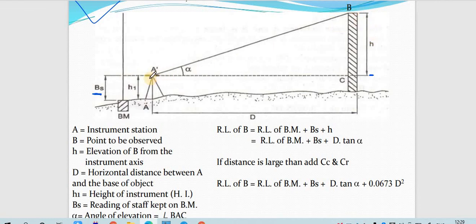So what we have to do with the help of the theodolite is measure the topmost point of that object, suppose we consider it as point B. The angle has been measured from the horizontal plane, and the angle is given as alpha. This will be the height, and by adding your height of instrument you will get this height.